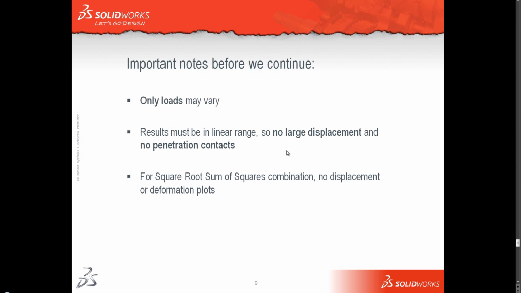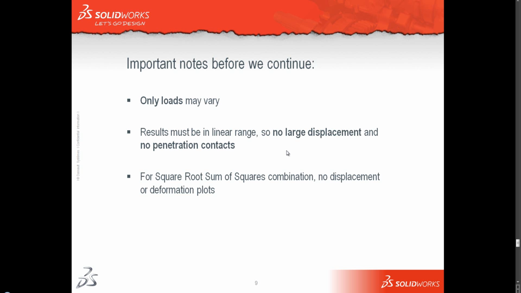A couple of important notes before we do continue. When you are using the pressure vessel design tool, you can only vary the loads. So our fixtures, our contact conditions, our materials, our geometry must all remain the same. It is only our loads that are varying. The results must also be in the linear range, so we can't use the large displacement option, and we can't use no penetration contacts. There is one caveat to that. We can do that if they are already in contact. The reason we say we can't use them is because we can't have components coming into contact during the course of the study and generating contact stresses as a result there, because that presents a non-linearity in the stress condition.